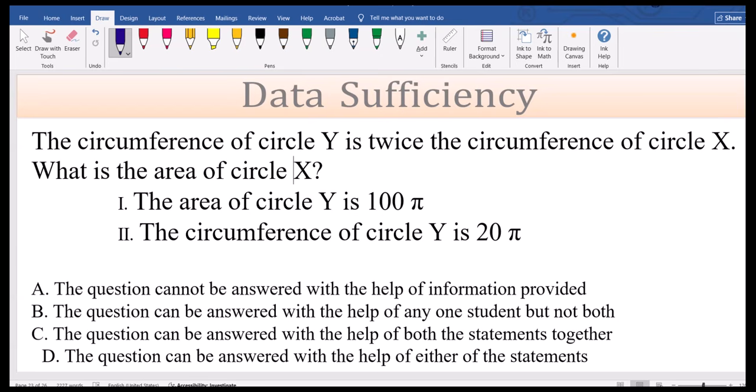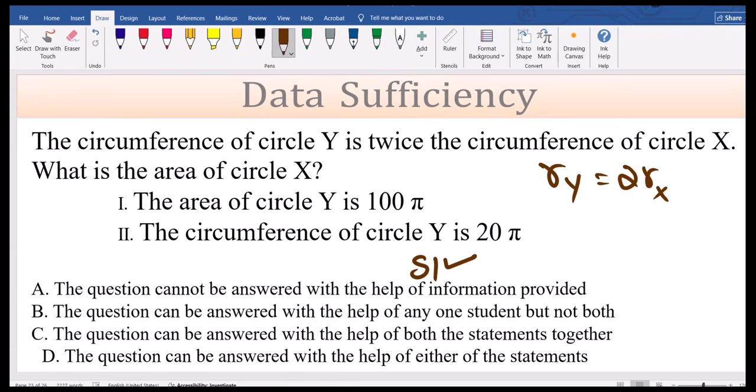Circumference of circle y is twice the circumference of circle x, which means the radius is double. Circumference means 2 pi r. So if you map it, the radius of y is twice the radius of x. You want the area of circle x; statement 1 alone can give it. Why? With statement 1 alone, pi ry square is there, ry I can calculate, then from that rx can be calculated, and then I can calculate the area of circle x. So statement 1 alone works. Are you understanding that one alone we can calculate?